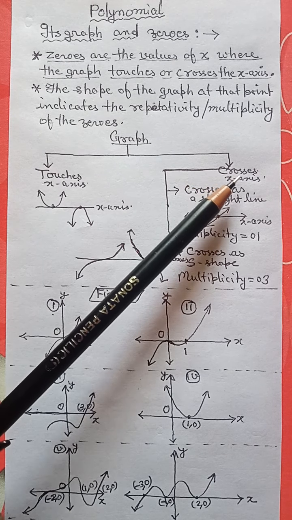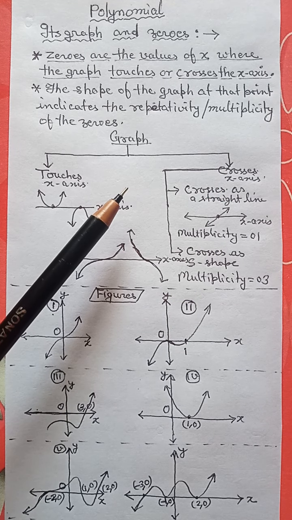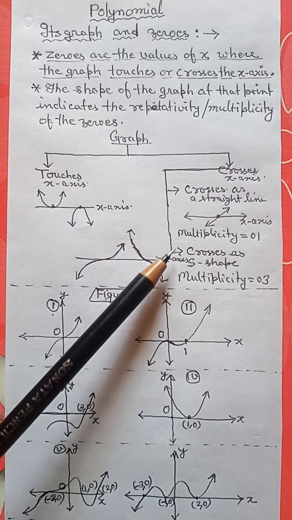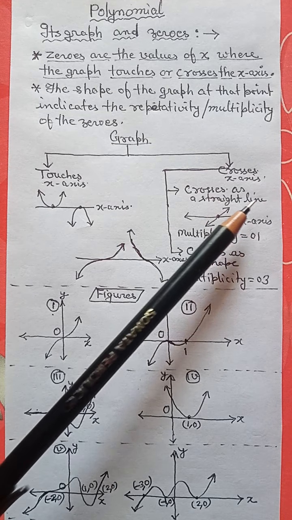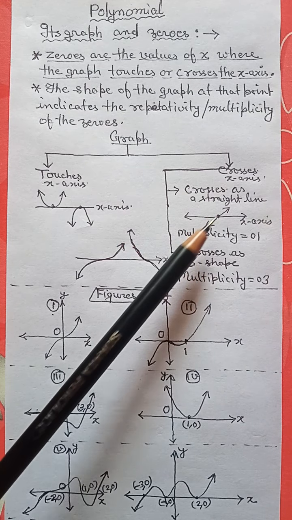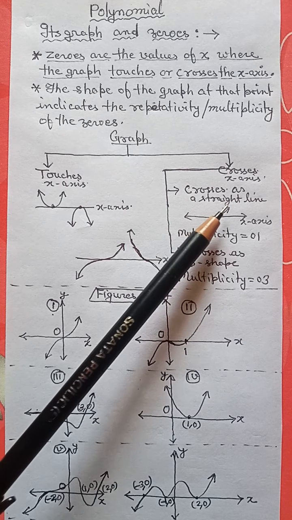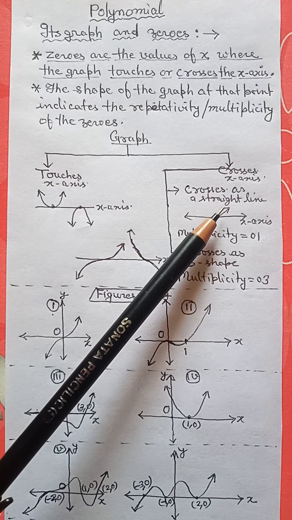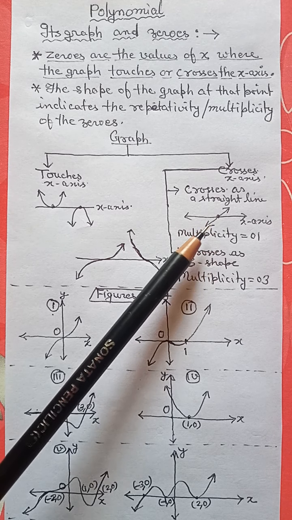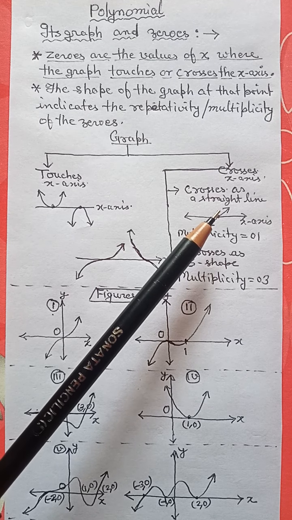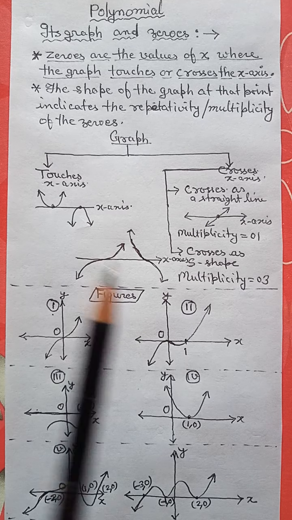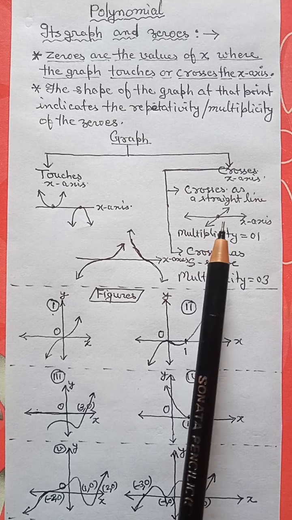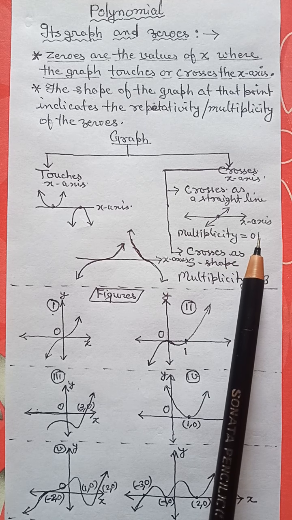If it crosses the x-axis, then there are 2 cases. It crosses as a straight line like this. The portion of the graph is a straight line where it crosses the x-axis. And in this case, the multiplicity is 1.